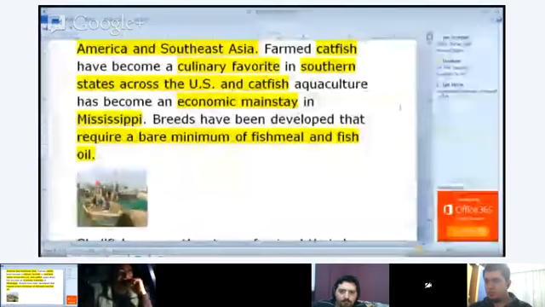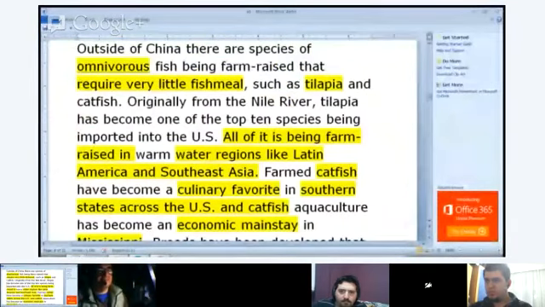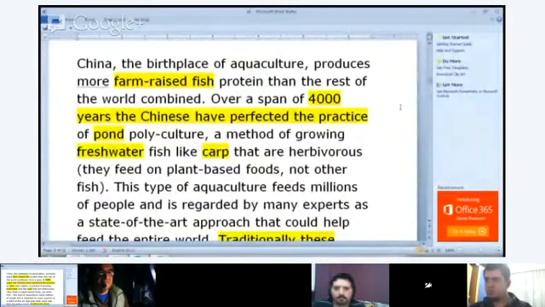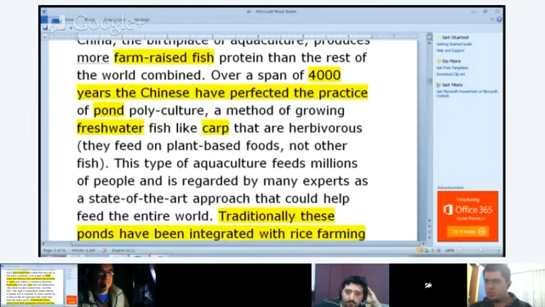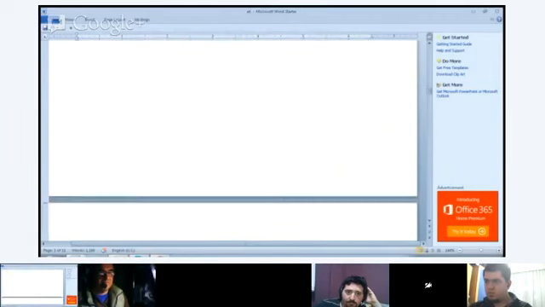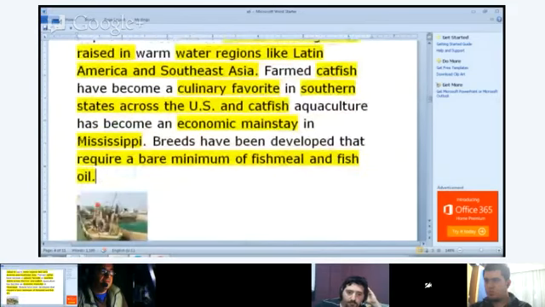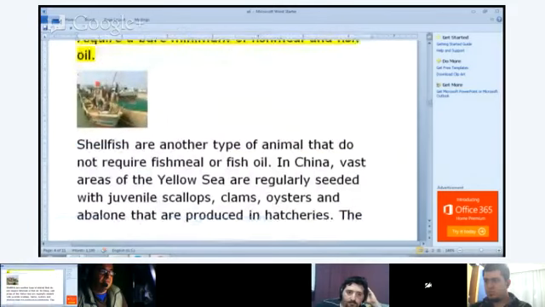Okay, and so in China, they have been growing tilapia, which is an herbivore, and they are producing more farm-raised fish protein than the rest of the world combined, because they have 4,000 years of experience, and they're combining it with their rice farming. In Southeast Asia and Latin America, people are starting to raise tilapia, the Chinese raise carp, and in the southern United States, they've been raising catfish. Okay, so let's move on.